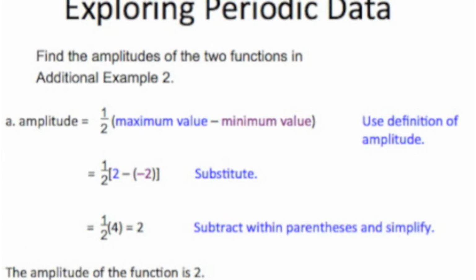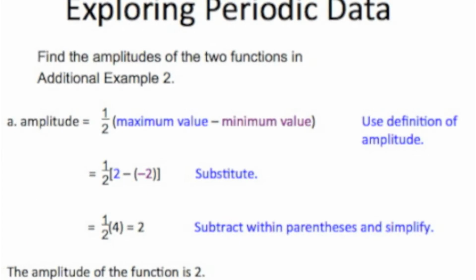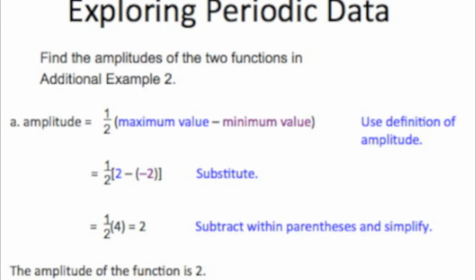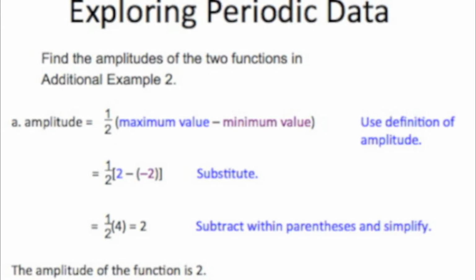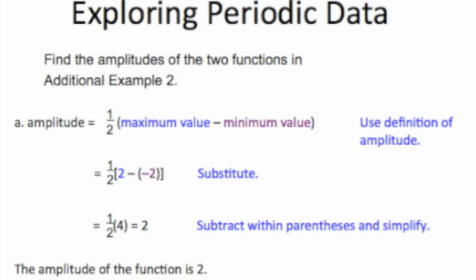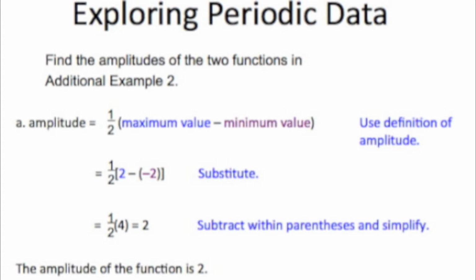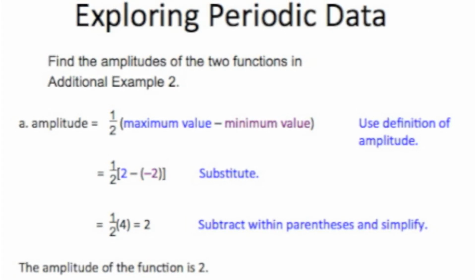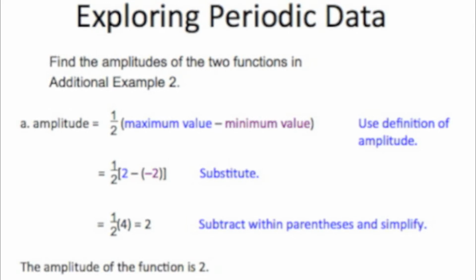So we're going to find the amplitudes of the 2 functions in this additional example. Amplitude is equal to 1 over 2 times the maximum value minus the minimum value, using the definition of amplitude. That's equal to 1 over 2 times 2 minus -2, which is substitution, which is then equal to 1 over 2 times 4, which is equal to 2. So you subtract within the parentheses and simplify, so the amplitude of the function is 2.